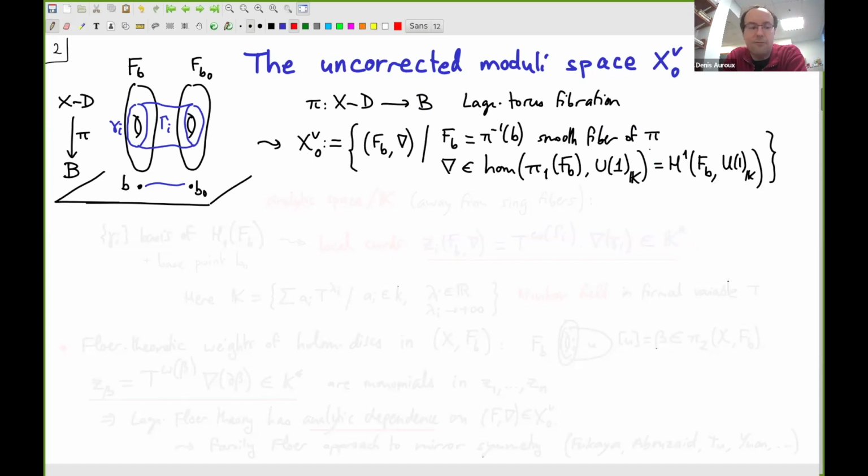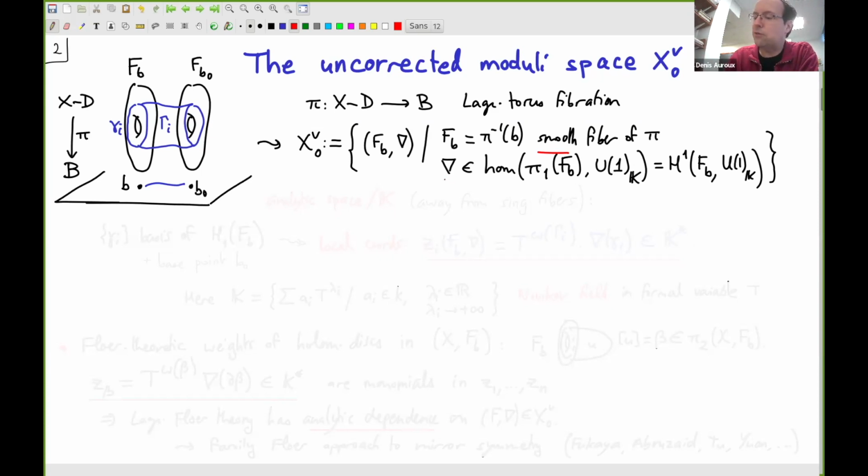Now, in real life, there will be singular fibers in your Lagrangian fibrations. They're not really the main point of today, so I'm going to ignore that. And I'm just going to, for now, restrict only to the smooth fibers and ignore the singularities. There are ways to deal with those. I will not tell you very much about that.